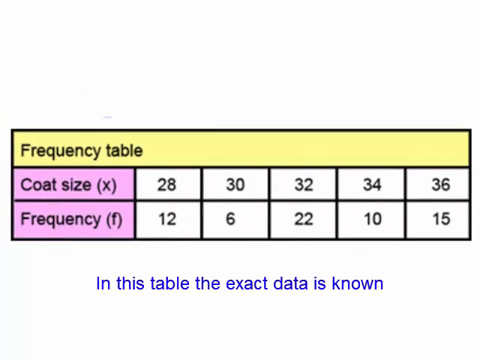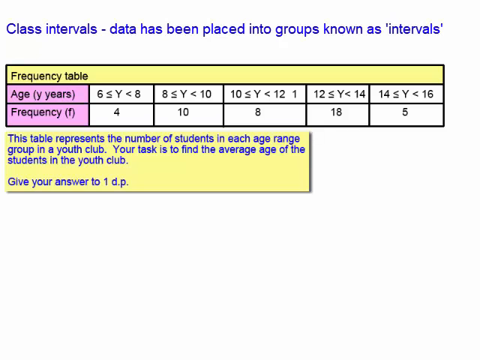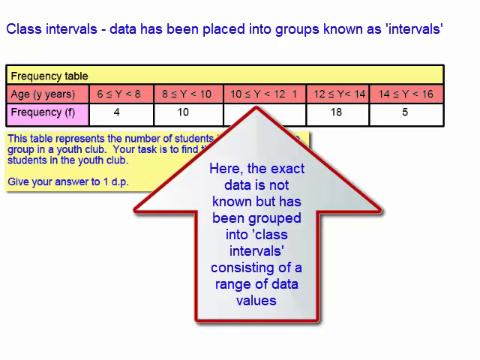In the previous tutorial, we looked at a frequency table consisting of individual or discrete pieces of data. This means we had the exact data for coat sizes and for the frequency of individuals wearing those coat sizes. In this type of frequency table, the data is grouped into class intervals, or a range of data having a lower point and a higher point.